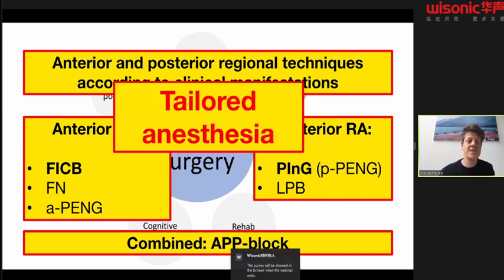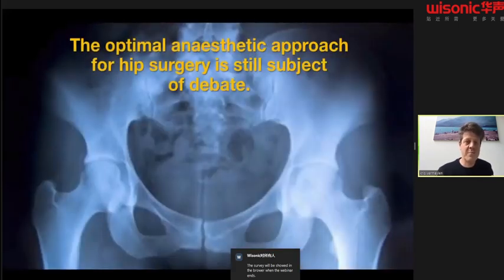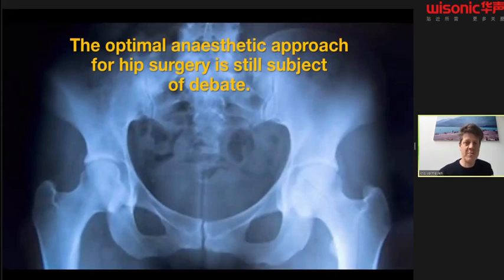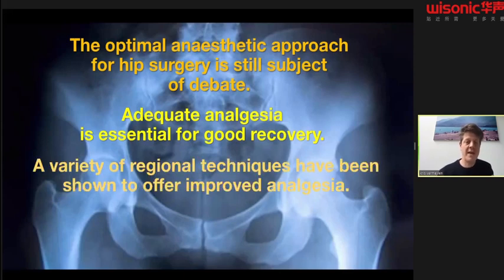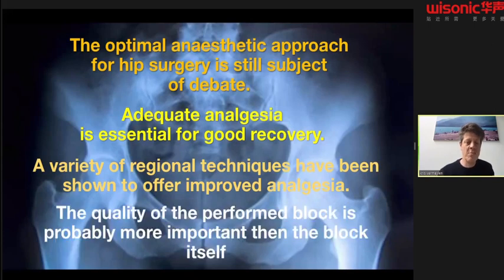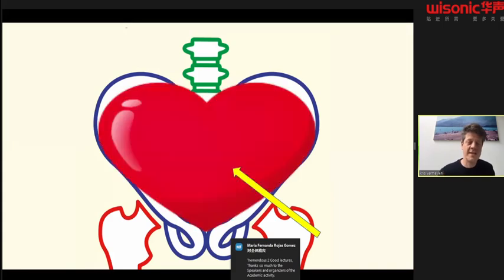So I think tailored anesthesia is very important, and these are really the last slides, I promise you. The optimal anesthetic approach is still a debate. Adequate anesthesia is important, and we have a variety of approaches which have all been proven very useful. And I think the most important thing is that the quality of the performed block is probably more important than the block itself. I, of course, am still a big fan of the fascia iliaca compartment block, and I think that this says it all.